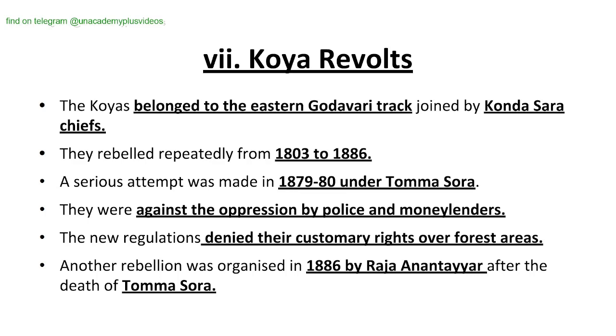Koya revolts. The Koyas belonged to the eastern Godavari tract, joined by Kondasara chiefs. They rebelled repeatedly from 1803 to 1886. A serious attempt was made in 1879-80 under Tomma Sora. They were against the oppression by police and moneylenders. The new regulations denied their customary rights over forest areas. Another rebellion was organized in 1886 by Raja Anantayar after the death of Tomma Sora.